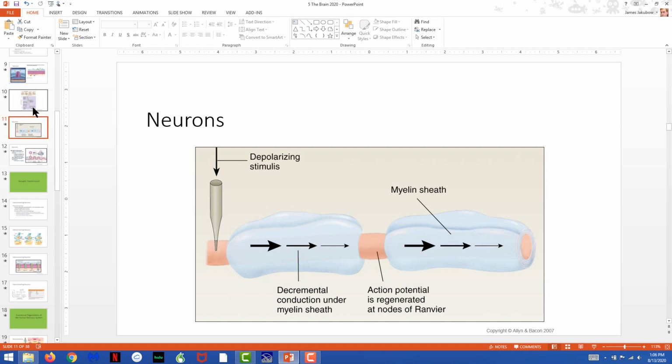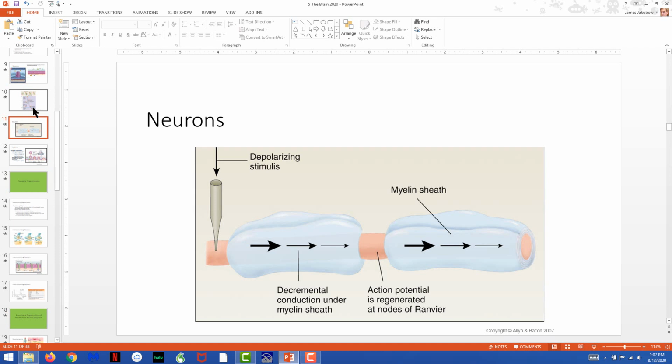But that signal is going to become weaker and weaker because there's no exchange of ions across the cell membrane when it's going underneath of that fatty myelin tissue. But myelin is designed in a way to leave tiny gaps so that the signal will reach the other end of a piece of myelin, and then there will be a full exchange of ions again, which will generate the full positive 40 millivolt signal, which will then travel on to the next piece of myelin.